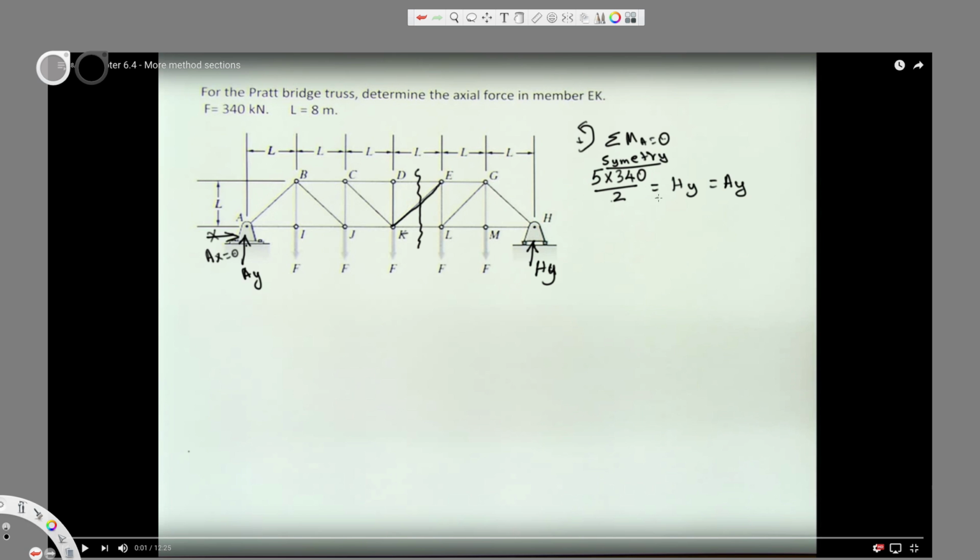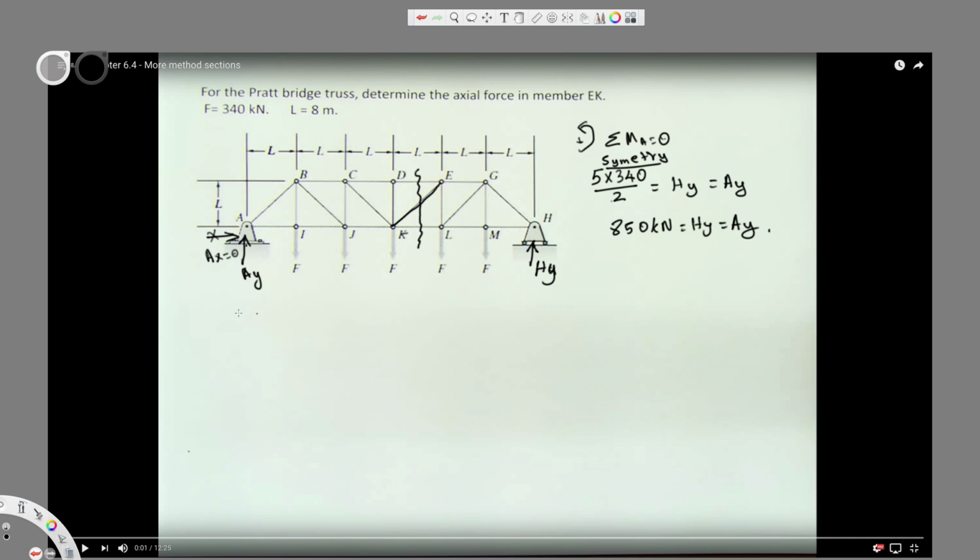So that's going to be my answer. 340 times 5 divided by 2 gives me 850. So this is equal to 850 kilonewton. This is the force going to act on both sides.